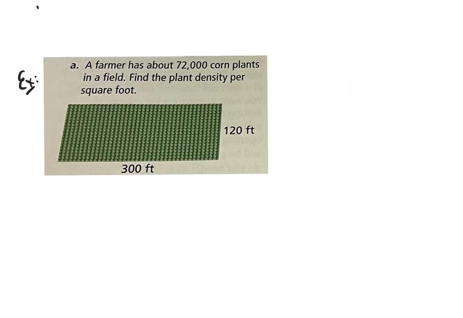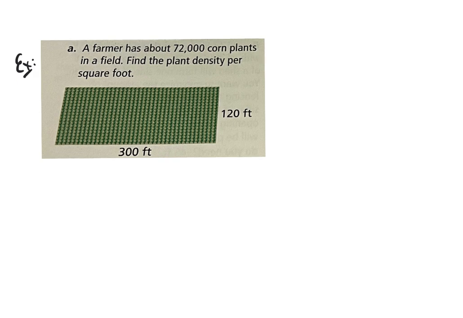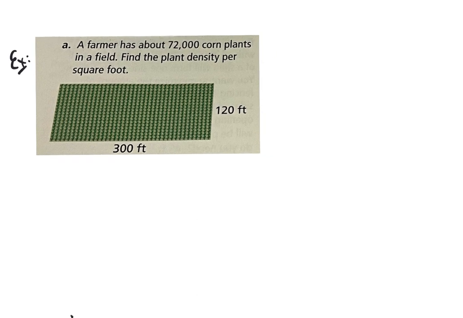It can apply to things other than people or animals. Here's just a simple farming problem. I know we're not a farming community, but we could find this one fairly easy. The problem says a farmer has about 72,000 corn plants in a field. Find the plant density per square foot. And here it specifically tells us density per square foot. So we just need to make sure areas are in terms of square feet. Okay, so once again, density. Here, really instead of population density, it's really plant density, but same idea.